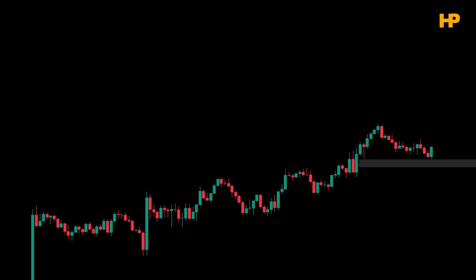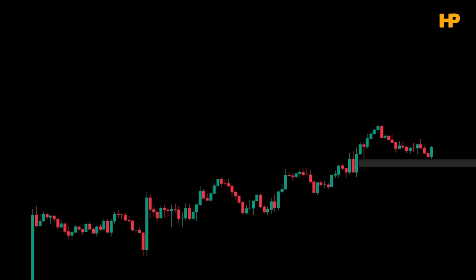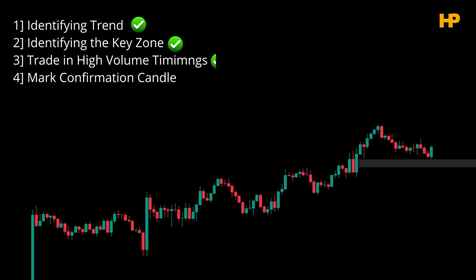On a 1-hour chart, we mark a recent support zone in a clear uptrend. The range is clean on the left side. And moreover, this is the recent key zone. So this is our official support. The second rule, identifying the key zone, is satisfied. And also this is during the London-New York overlap. Our third rule, trade in high volume timings, is also satisfied.